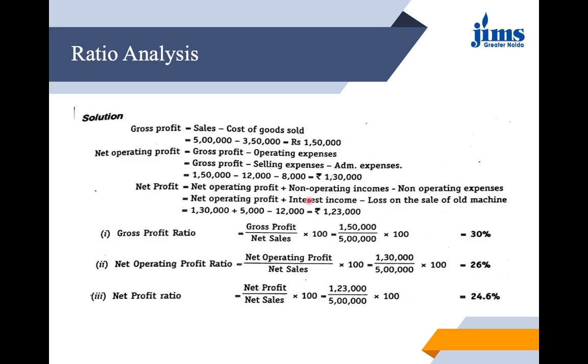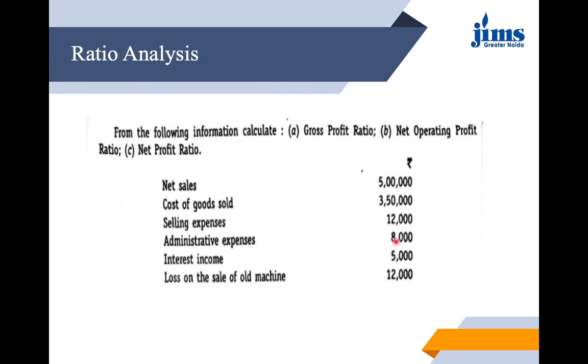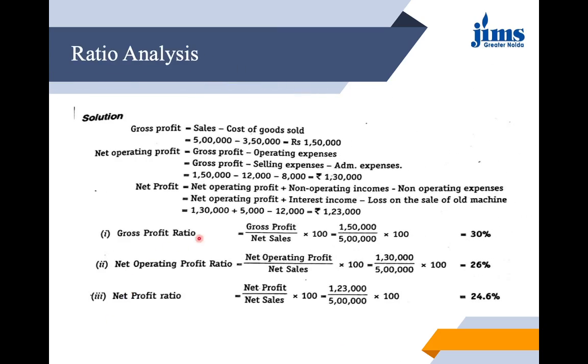Non-operating incomes, we are having the interest income, and on the other part, we are having the loss on sale of old machines. So it depends on the question what value is given to us. So we have obtained all the levels of profits. Now let us put them directly into the formula. For gross profit, 1,50,000 upon the net sales into 100. Same way for net profit and the net profit ratio. So you can see accordingly the ratios can be easily calculated.